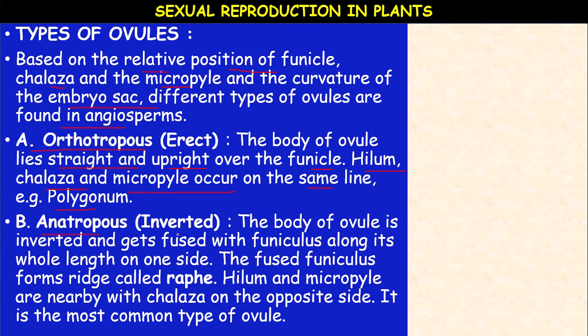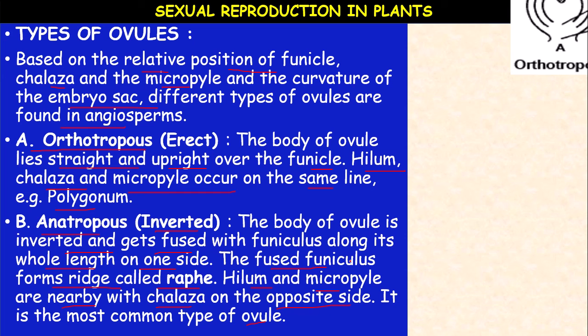Next, the anatropous ovule, which is an inverted ovule. The body of the ovule is inverted and gets fused with the funiculus along its whole length on one side. The fused funiculus forms a ridge called raphe. The hilum and micropyle are nearby, with chalaza on the opposite side. So, it is the most common type of ovule, the anatropous ovule. It is an inverted ovule.